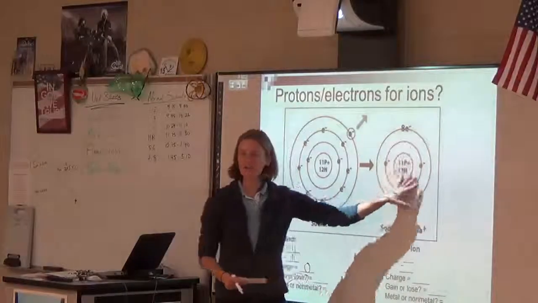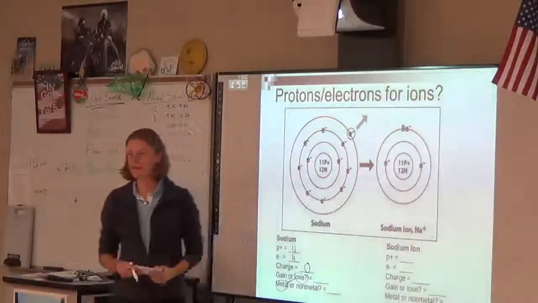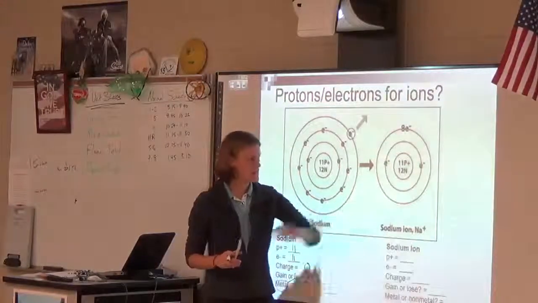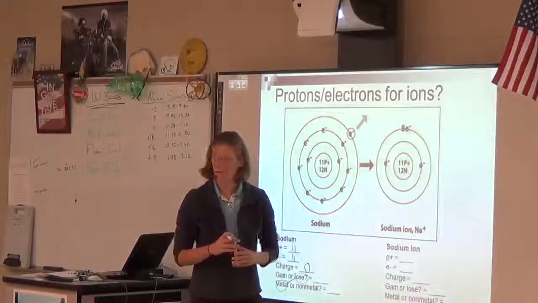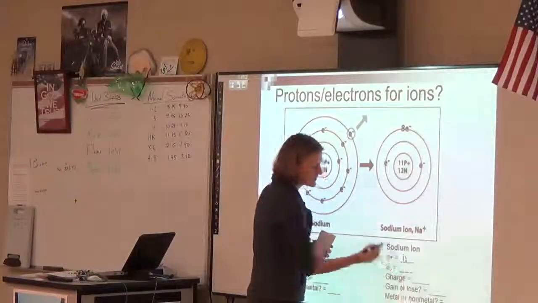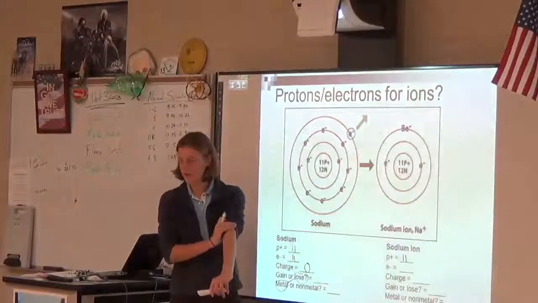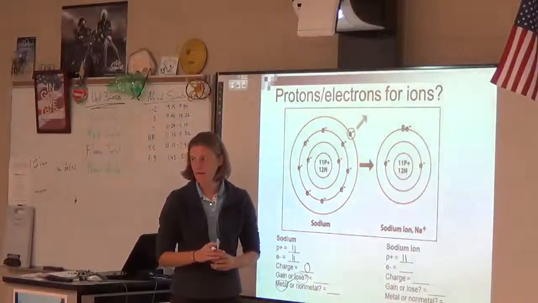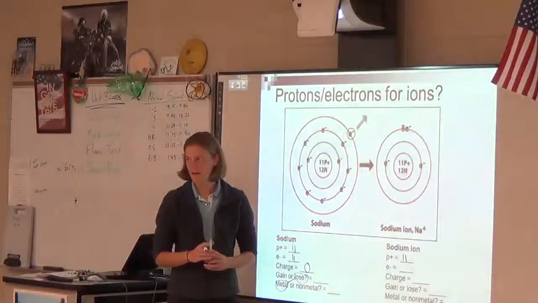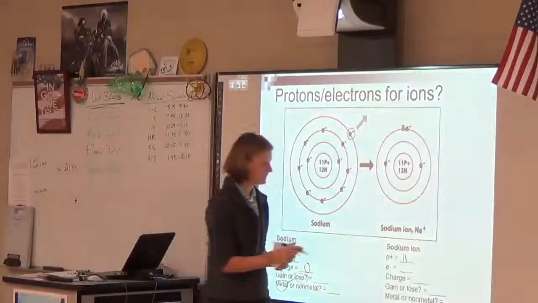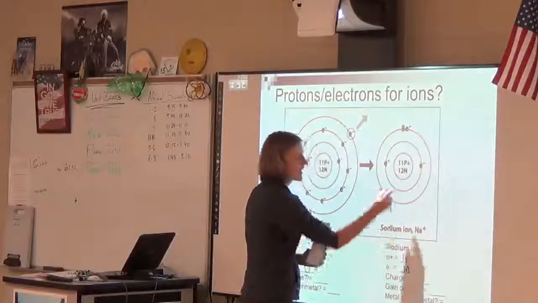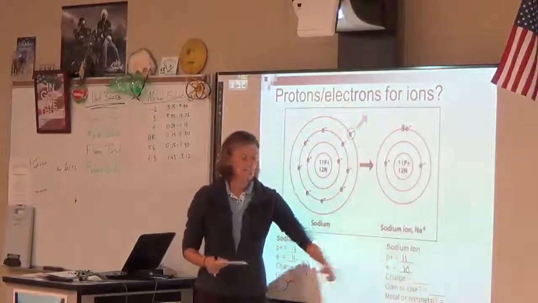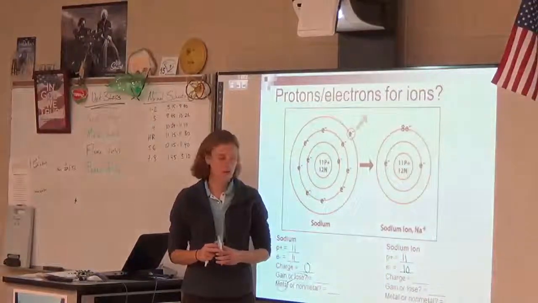Now, here's our ion of sodium, actually more stable than the atom of sodium. Mason, how many protons in this ion of sodium? 11. Still going to be 11. How many electrons according to this picture? 10. We got 2 here, plus our 8. That's 10 electrons. So, what must the charge be?